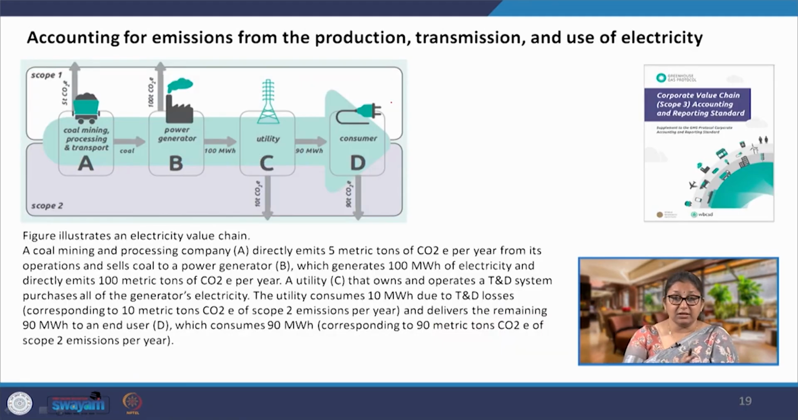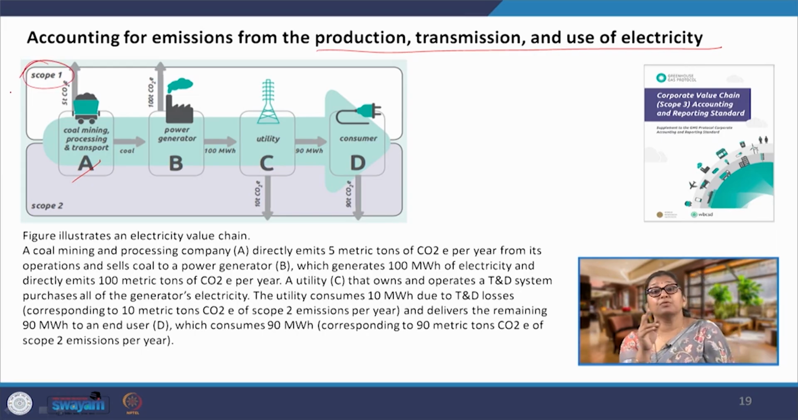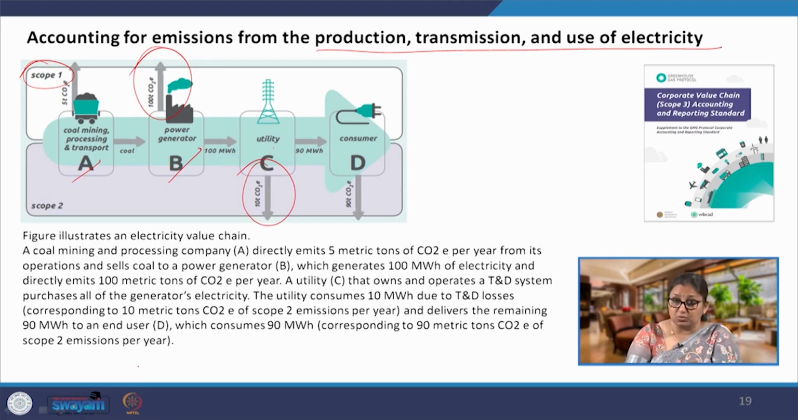If we look at the complete cycle from production, transmission and use of electricity, we look at where each scope can be defined. So, if you look at this, the coal mining, processing and transport, all the emissions related to that are actually scope 1 emissions. For whom will they be scope 1? We will see. When the coal is brought to the power generator, there are direct emissions, they will also be scope 1 for somebody. When it goes to the utility, then it becomes scope 2, and when it is used at the consumer end also it will largely remain in scope 2.